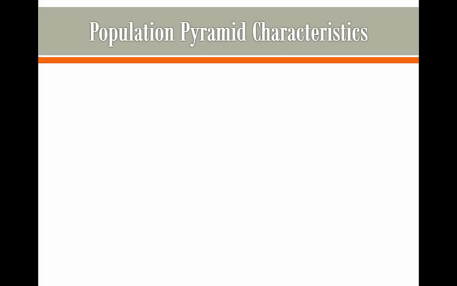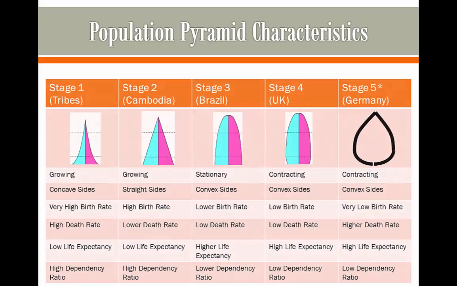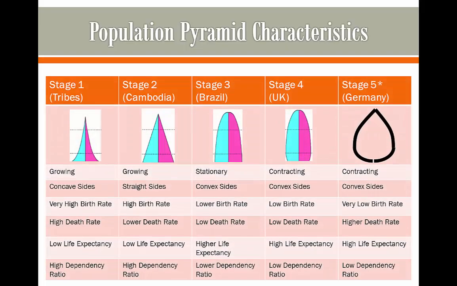Now we're going to have a look at each characteristic of the population pyramid stages. Hit pause whenever you're ready to copy all of these down, because it is a lot of information, but we'll talk through it quite briefly and quickly so that you also have time to put it down. As we've already run through, from stage 1, the population pyramid will have a very high birth rate, a high death rate, low life expectancy, but a very high dependency ratio. This is because there are few adults, but many children.